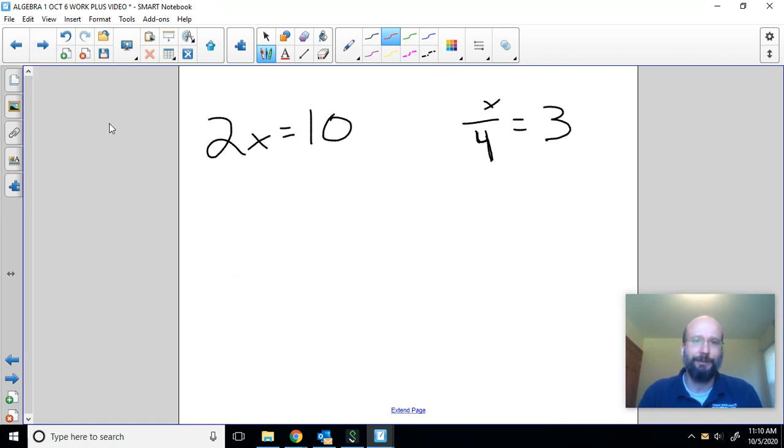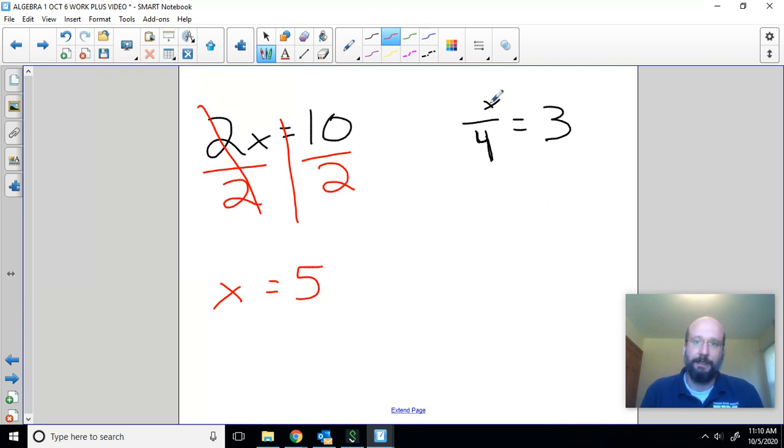All right, this is all review. This one, remember, when they're next to each other, that means it's multiplication. So we're going to do the opposite, which is divide. This becomes just x, and 10 divided by 2 is 5. x divided by 4 equals 3. Remember that the bottom number of a fraction, whenever you want to move it, you want to multiply. So we're going to multiply both sides by 4. That gives us just x equals 12.